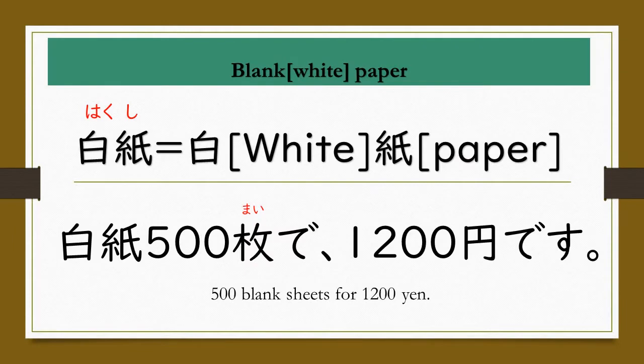Blank paper or white paper. 白紙。Look at the each kanji meaning. 白 white. 紙 paper. Blank paper. Example. 白紙500枚で1200円です。500枚, 枚 is the counter unit for thin material like paper.